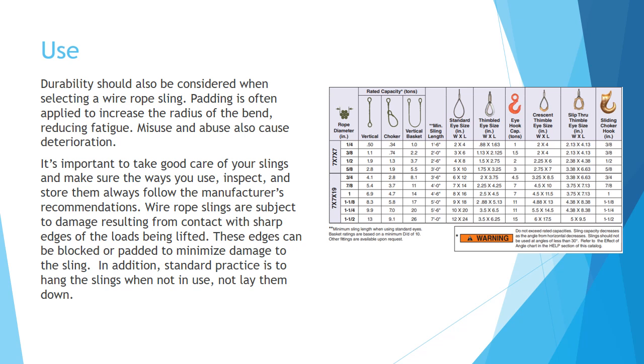follow the manufacturer's recommendations. Wire rope slings are subject to damage resulting from contact with sharp edges of the loads being lifted. These edges can be blocked or padded to minimize damage to the sling. In addition, standard practice is to hang the slings when not in use and not lay them down.